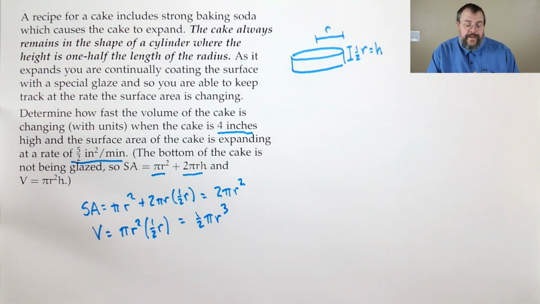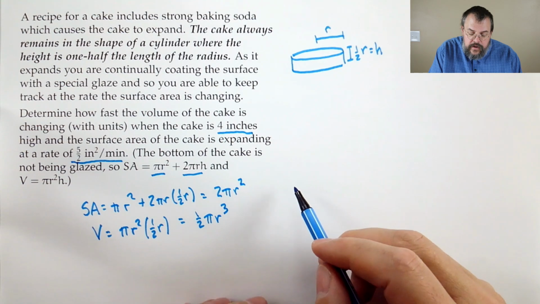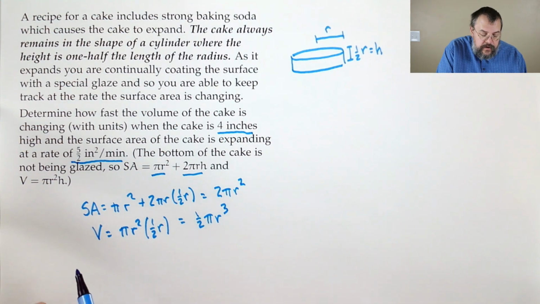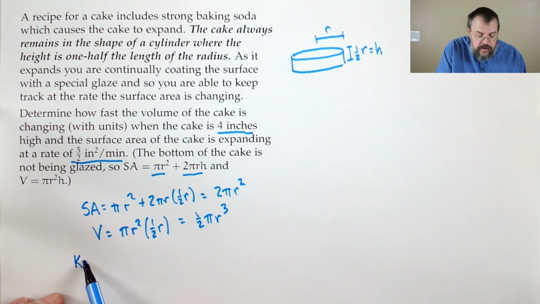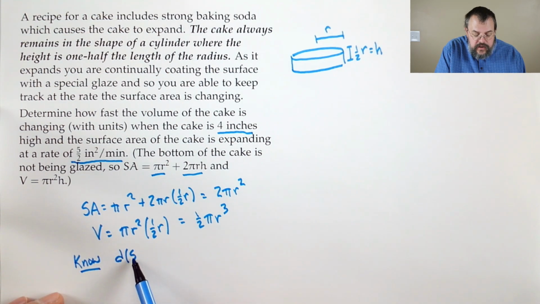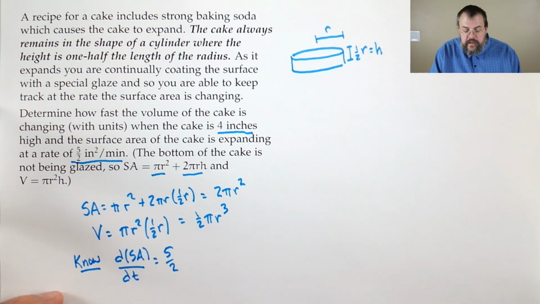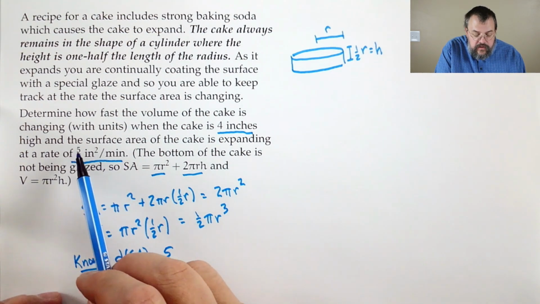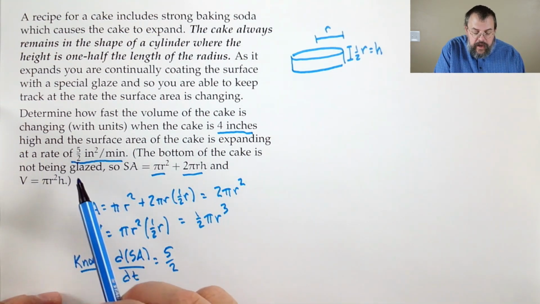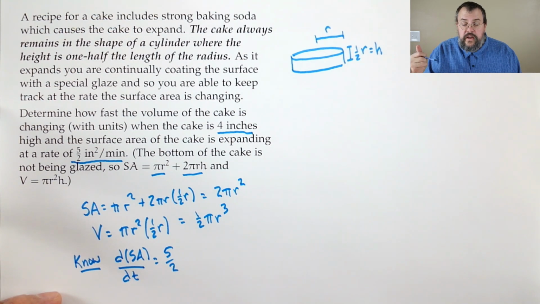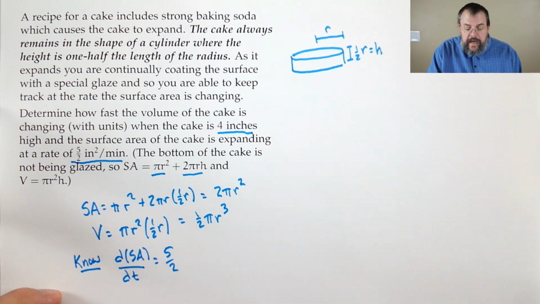All right. Now, what do we know? It's good to write down what we know. We know that the change in surface area with respect to time is 5/2. That's the information we're given. The surface area of the cake is expanding, so it's positive, 5/2.